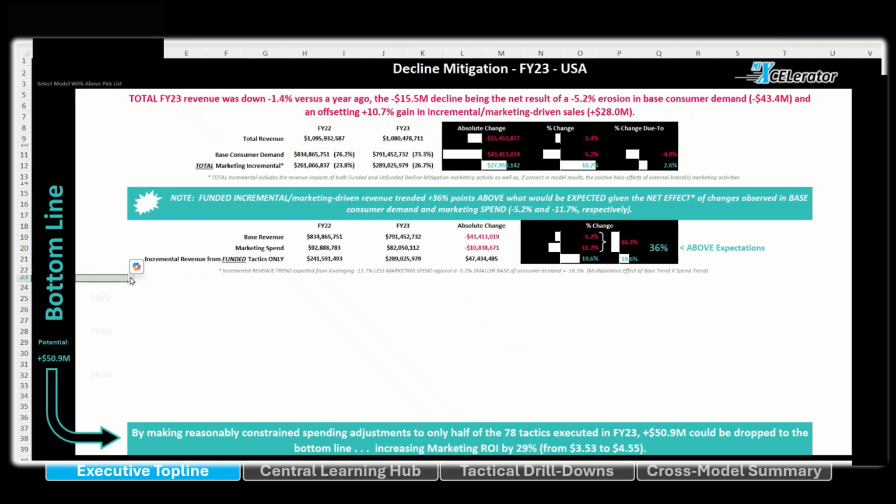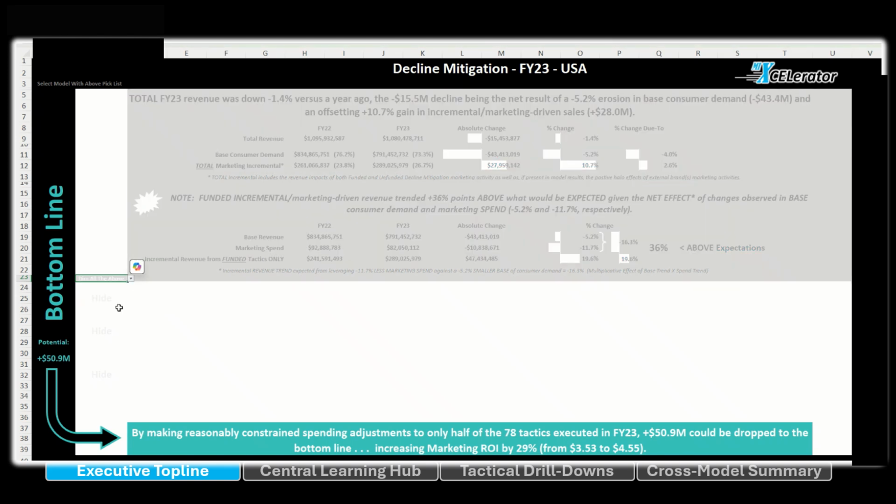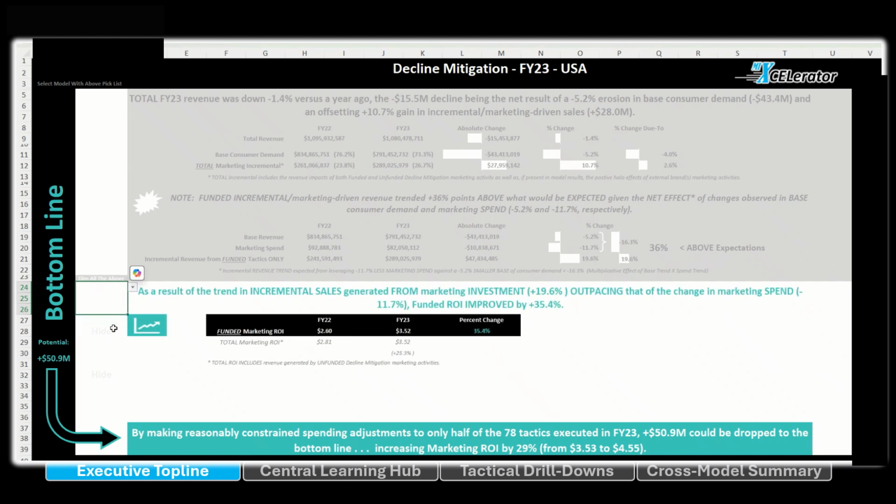Now it's time to really get down to the heart of the matter. And to help keep everyone focused, let's reduce screen clutter just a bit. Here we see that for this otherwise struggling brand, funded marketing ROI improved by over 35%. Okay, so now we're directly in the field marketing mix modeling was born to play in, and we have to be careful not to fumble the ball at the goal line.